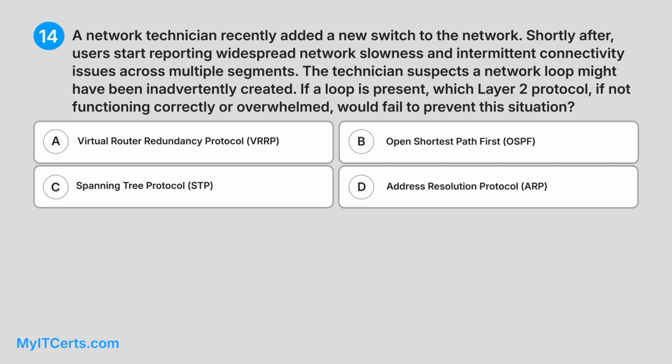situation? A. Virtual Router Redundancy Protocol, VRRP. B. Open Shortest Path First, OSPF. C. Spanning Tree Protocol, STP. D. Address Resolution Protocol, ARP. Do you know the answer?